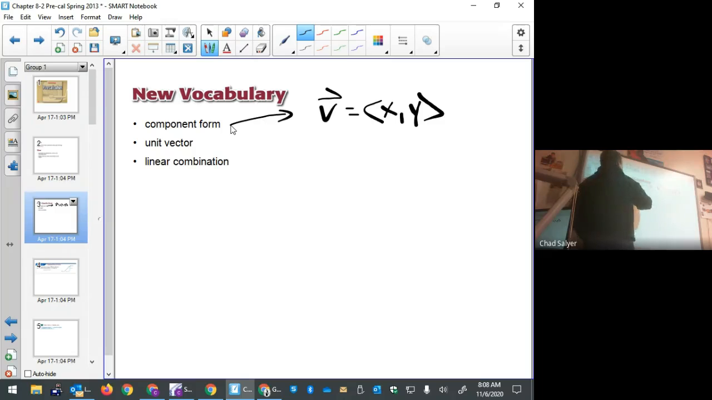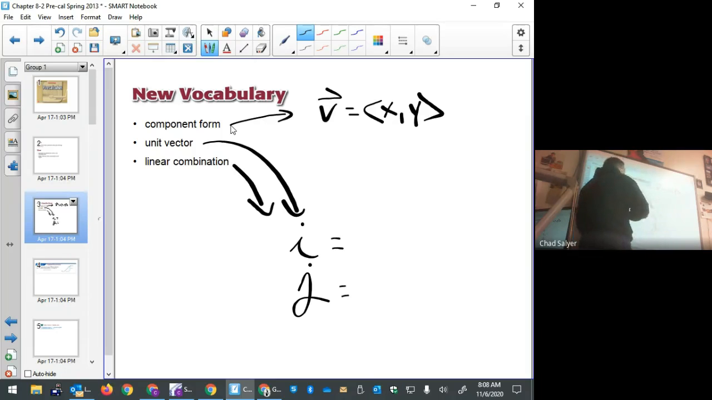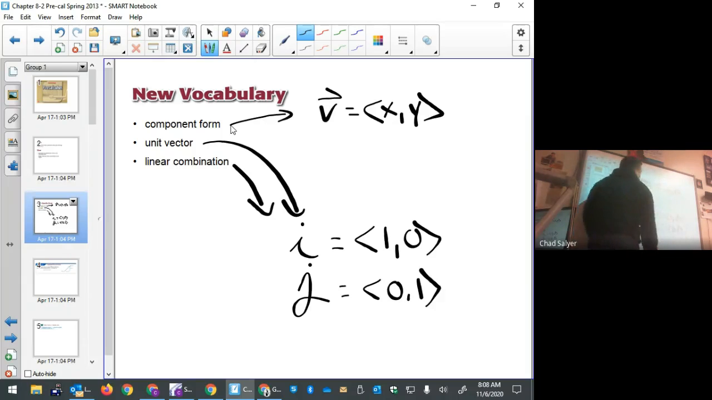So unit vector and linear combination are based on 2 most important vectors. They are i and j, indicated with the lowercase cursive i and j. i is 1 unit in the x direction, and j is 1 unit in the y direction. So a unit vector is either i or j, and a linear combination is when a vector is written in terms of i or j.